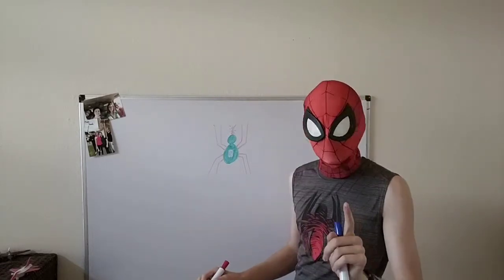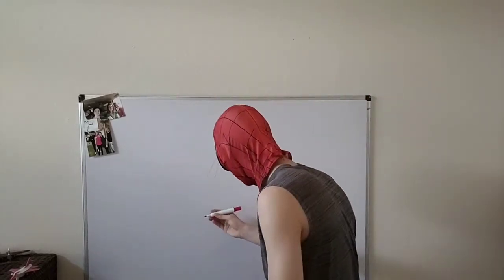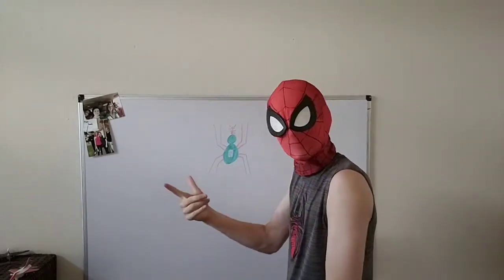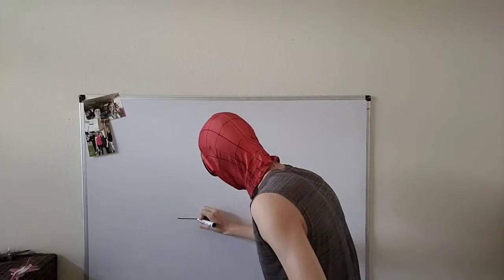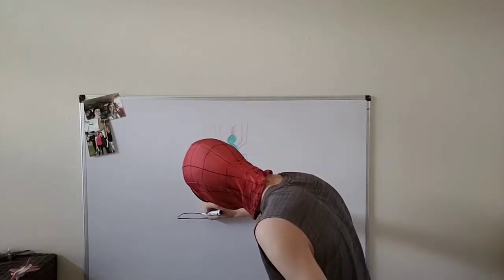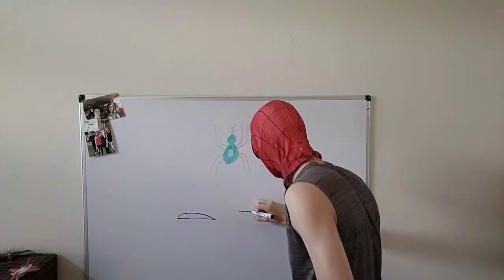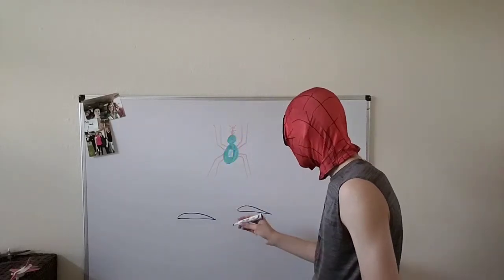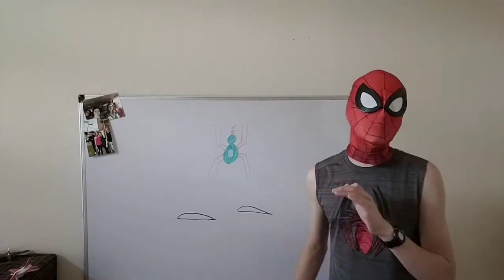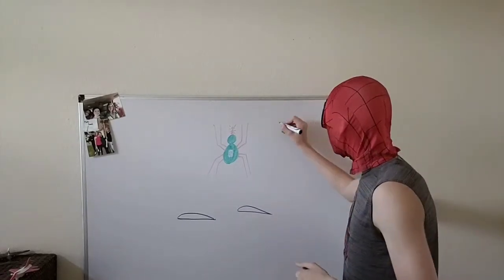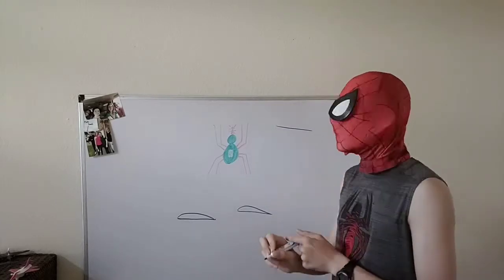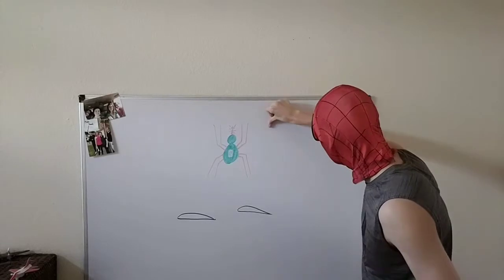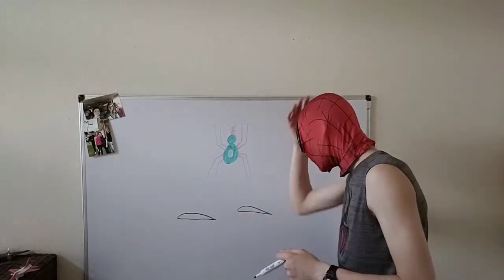So, there are two main theories. The Newtonian theory. Okay, that does work. The Newtonian theory. And the Bernoulli's theory. So, what I just drew are airfoils, which is the cross-section of a wing. Most wings are not flat. They have these shapes, which I will explain in a moment, as I explain how the wings work.